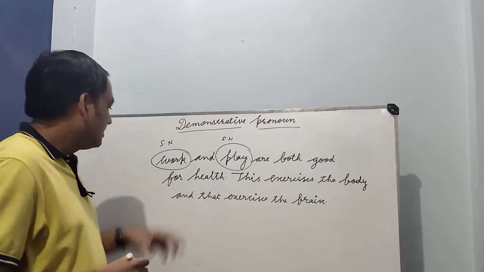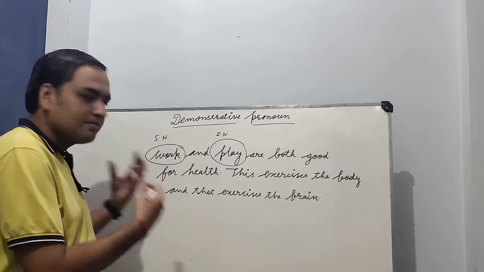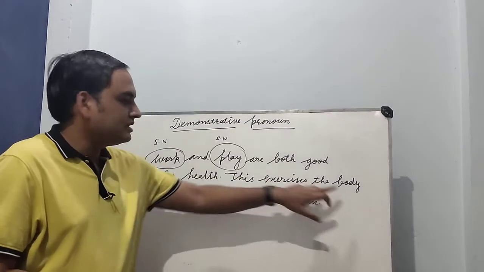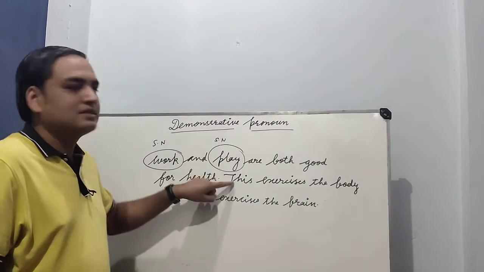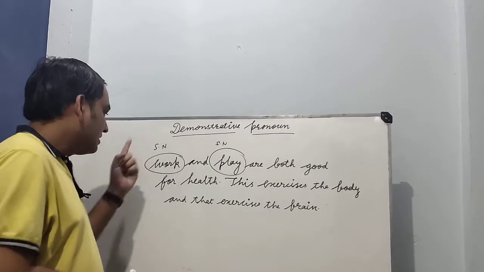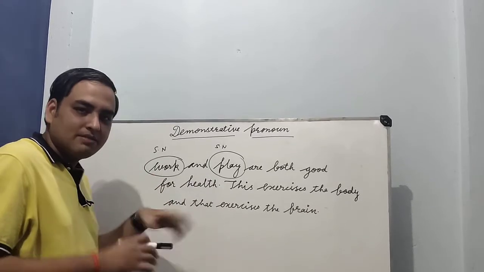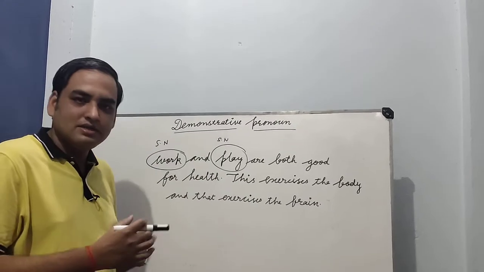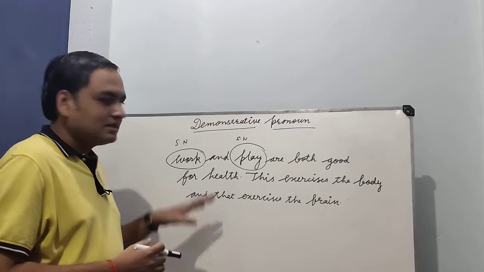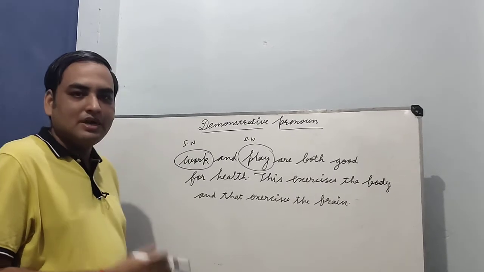It means that work and play are both good for health. खेलना और काम करना दोनों ही हमारी हेल्थ के लिए अच्छा होता है. This exercises the body means play exercises the body, and that exercises the brain. मतलब जो दूर वाली चीज़ है उसको that से रिप्रेजेंट करेंगे, जो वर्क है वो हमारे ब्रेन को एक्सरसाइज करता है. So guys, this is the effective use of this and that in sentences, and we have learned it in a better manner.